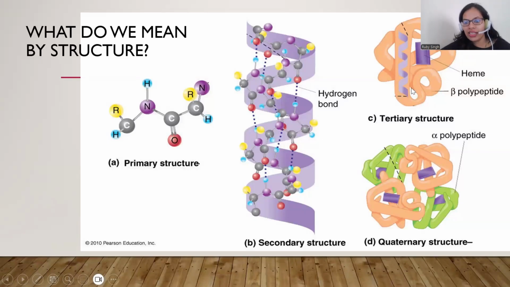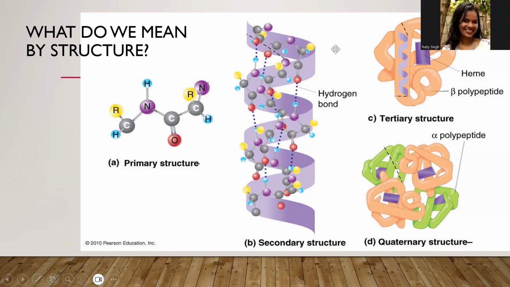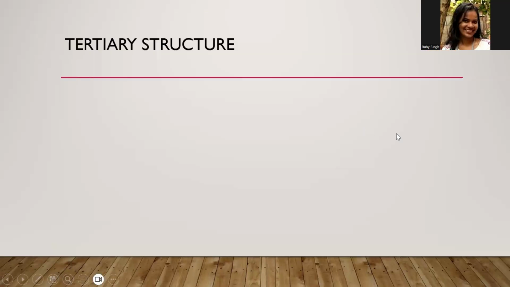So here also, if you could see, the example given is one domain of the heme and the beta polypeptide chain. It is also having the alpha helices, right? Now the 3D structure is a 3D shape which is determined by the interactions between all your amino acid side chains and your hydrophobic interactions, right? Where you can also have the van der Waals interactions.